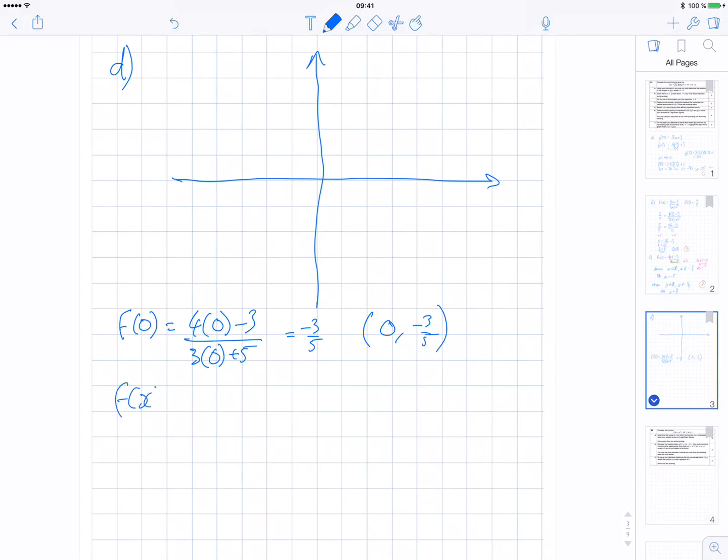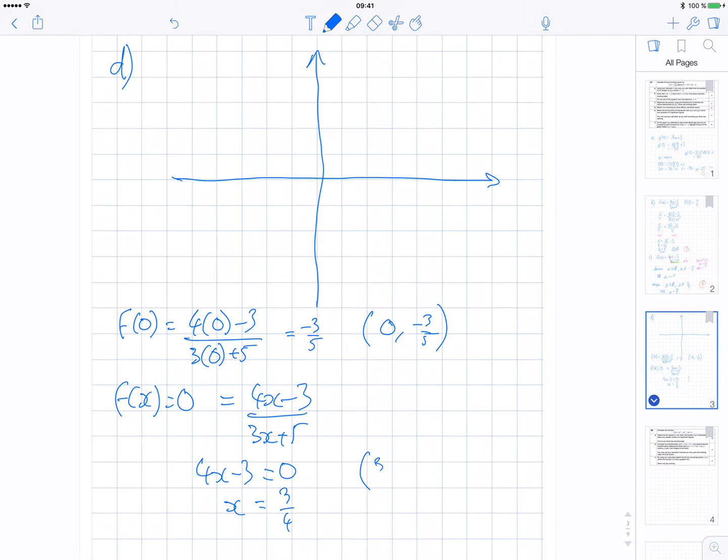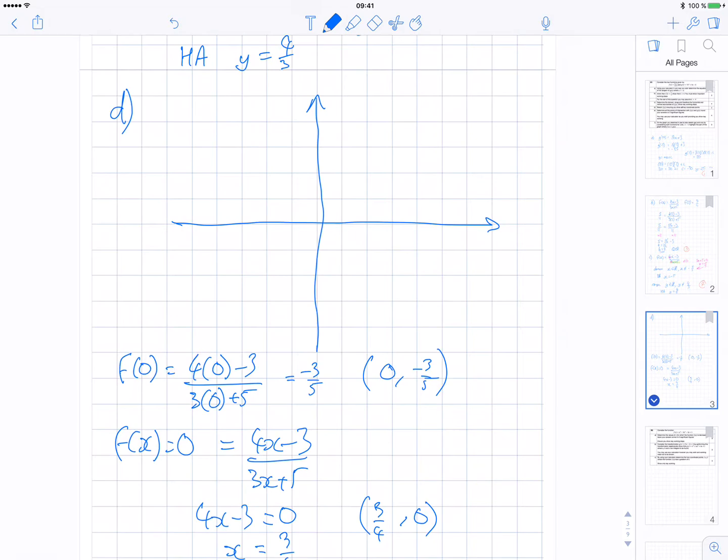Let's multiply by 3x plus 5, so we get 4x minus 3 is equal to 0. Solve for that. X is equal to 3 over 4. I'm going to show you how to do all this on the calculator shortly. 3 over 4, comma 0. So using these points, I've got 0, minus 3 over 5, and then 3/4, 0, something like this.